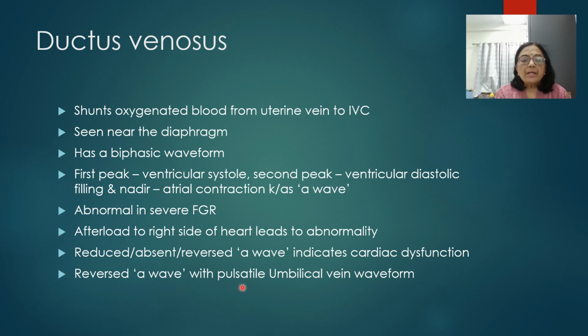Reversed A wave with pulsatile umbilical vein waveform. Whenever it is reduced or absent, these are abnormalities, but the most severe is the reversed A wave. And this reversed A wave is seen sometimes with a pulsatile umbilical vein waveform. Now, the umbilical vein is getting affected only in very severe cases of hypoxemia, where there is a reversed A wave and the blood is flowing in a pulsatile manner in the umbilical vein because of the increased afterload to the right side of the heart and because of the cardiac dysfunction.